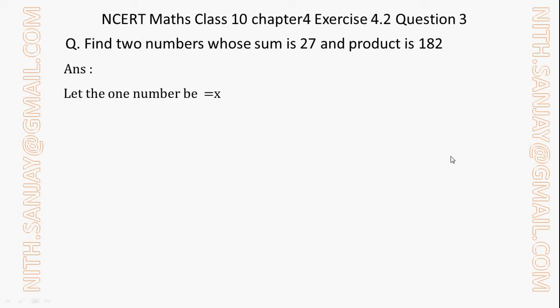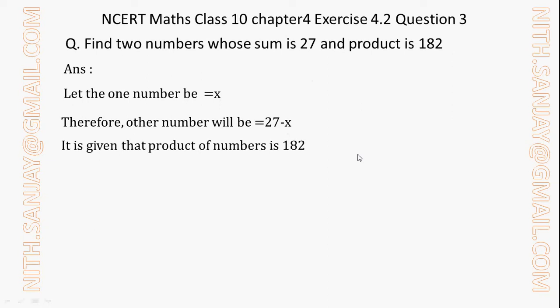Because their sum is 27, another number will be 27 minus x, because if one number is x, then the other number will be 27 minus x, as they both add up to 27, right? Now it is given in the statement that their product is 182, right? So the product of these two numbers is 182.